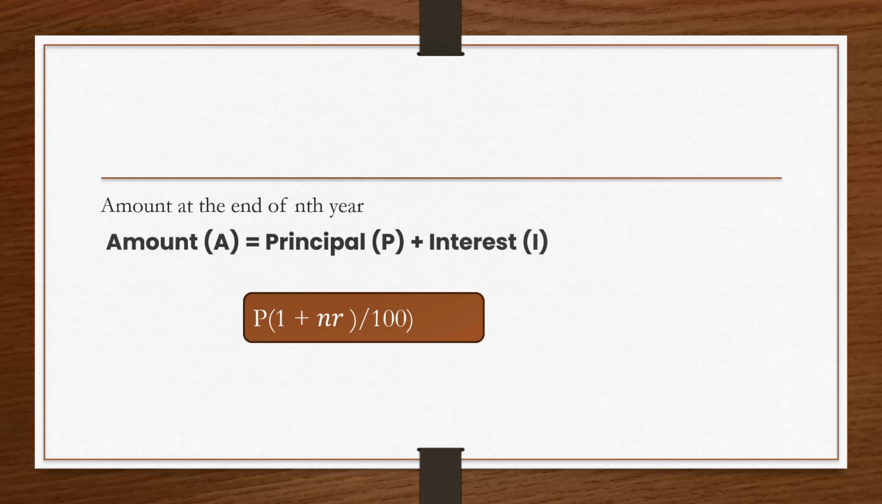For this, we have an equation: the amount received at the end will be P into 1 plus NR divided by 100. So if anyone wants to know, if I am investing such and such an amount, for example 10 lakh rupees for 10 years at 5% interest, what will I receive after 10 years? We can use this formula.